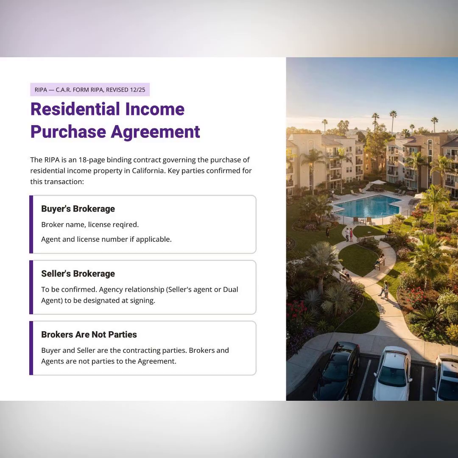Let's now focus on the core document, the Residential Income Purchase Agreement, or RIPA. This is the blueprint for the entire transaction. It's crucial to understand that while brokerages facilitate these transactions, the brokers and agents themselves are not direct parties to the purchase agreement. Their role is to represent and advise their respective clients, the buyer and the seller. Thoroughly understanding each section of this agreement is essential for properly guiding your clients and ensuring a smooth and legally compliant transaction from offer to close.